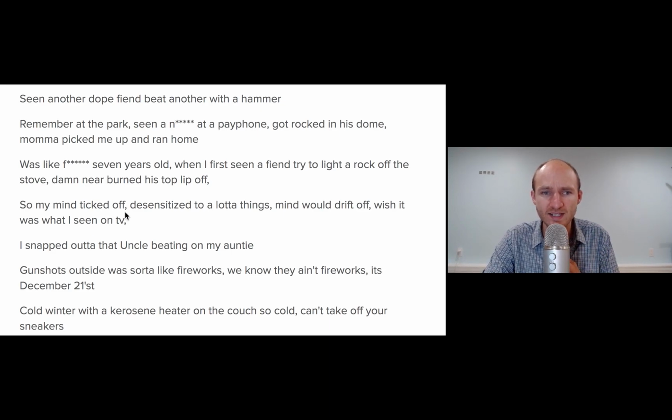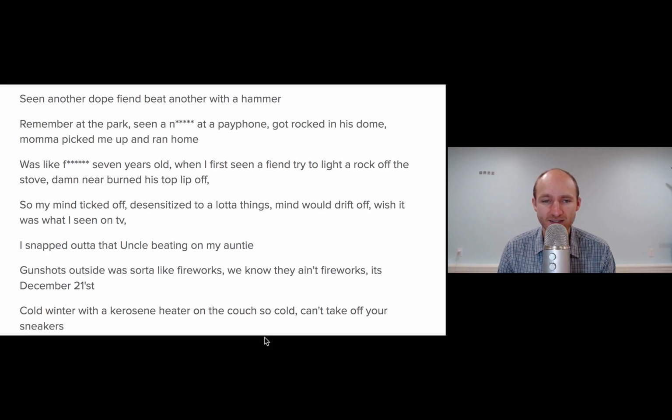Yeah, so my mind ticked off, desensitized to a lot of things. My mind would drift off, which is what I wish these are things that I would see on TV. I snapped out of it and see my uncle beating on my auntie. Gunshots outside was sort of like fireworks, but we know they ain't fireworks because it's December 21st. Man, cold winter with the kerosene heater on the couch so cold you can't take off your sneakers.